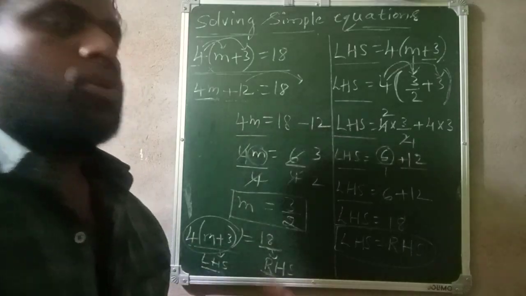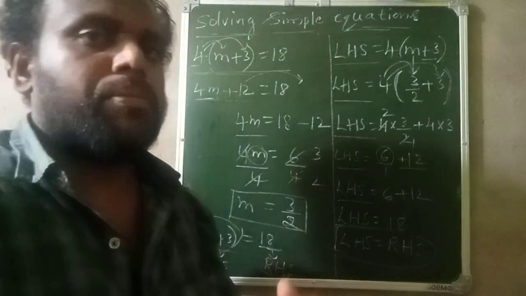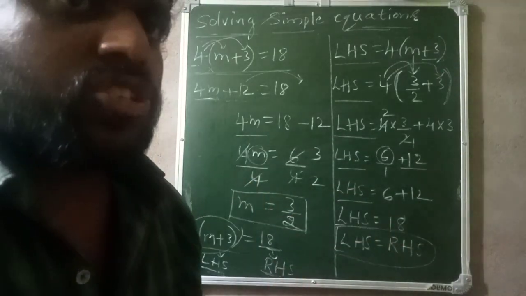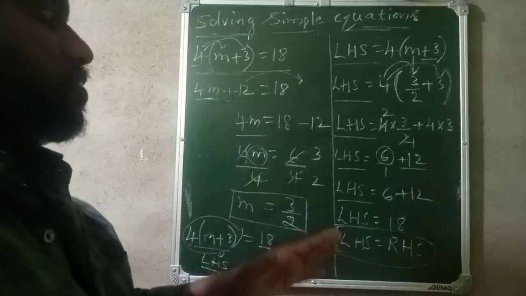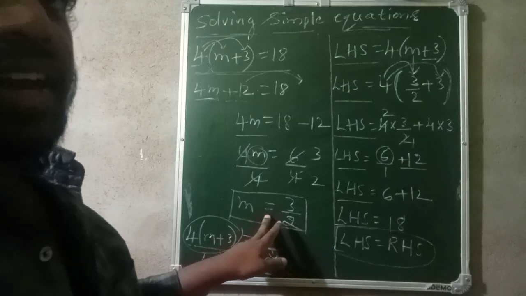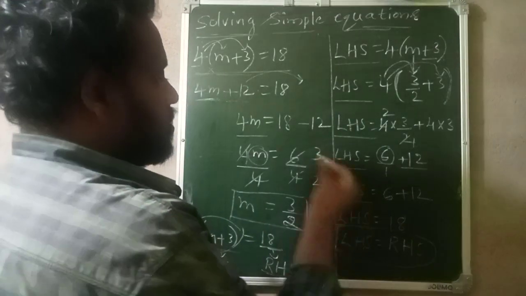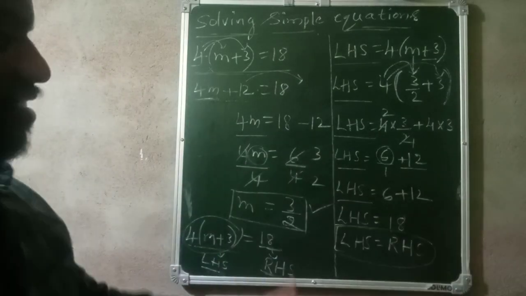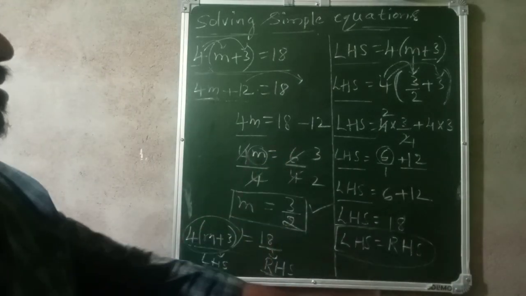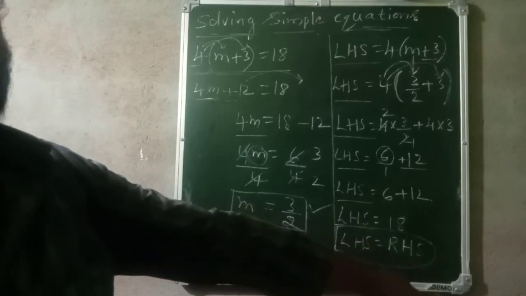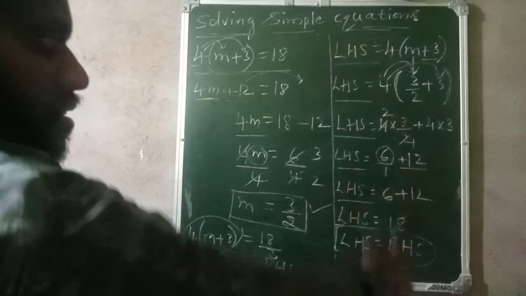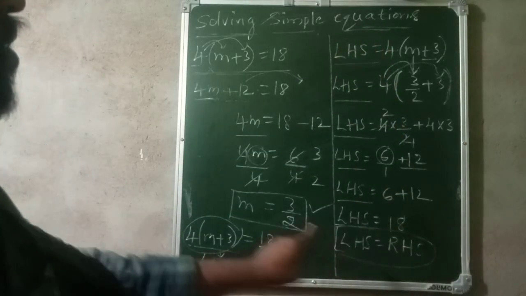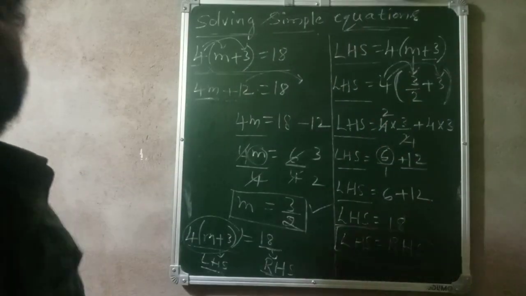Okay. So now one thing you have to remember, when LHS is equal to RHS, that means this answer is correct. Okay. So this is the right answer. This answer is correct because LHS is equal to RHS. So like this you can check whether this answer is correct or not.